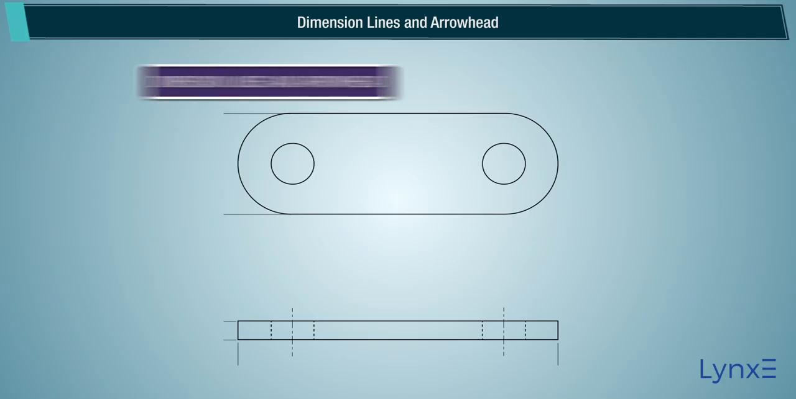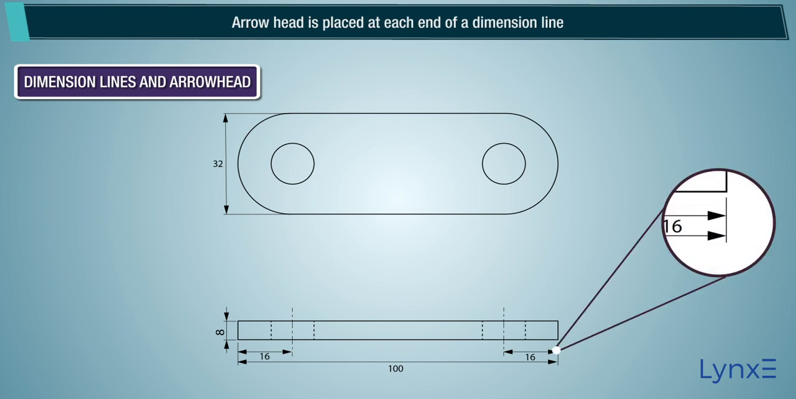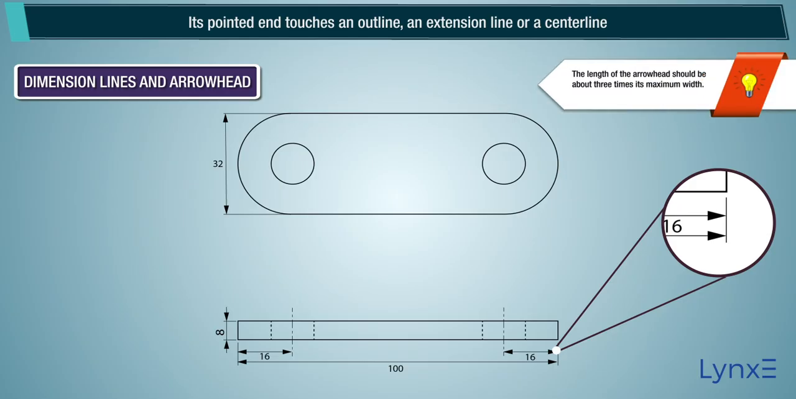Dimension lines and arrowhead. Dimension line is used to indicate the measurements of an object in drawing. Arrowhead is placed at each end of a dimension line. It is pointed and touches an outline, an extension line, or a center line. Note: the length of the arrowhead should be about 3 times of its maximum width.